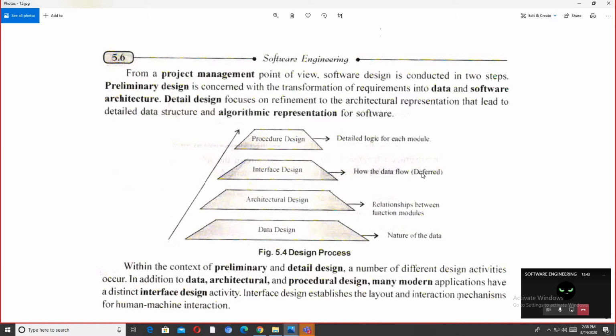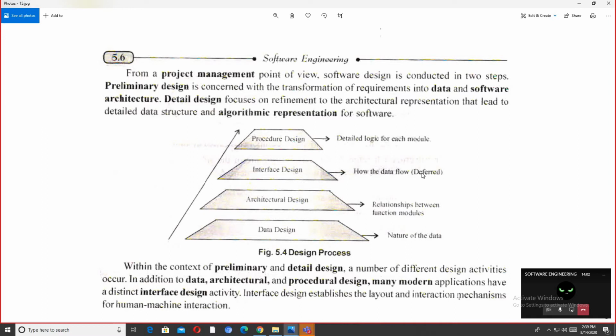The preliminary design is concerned with the transformation of requirements into data and software architecture. So what is happening in the preliminary design is that the requirements, which are gathered from the requirement specification, are translated into data and software architecture.